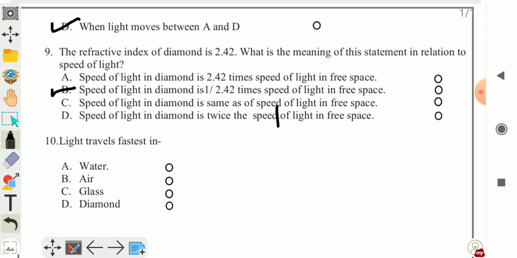Question number 10. Light travels fastest in. You are given 4 media: A water, B air, C glass, and D diamond. So you have to find the correct option. Light travels fastest in air. So the correct answer will be B, air.